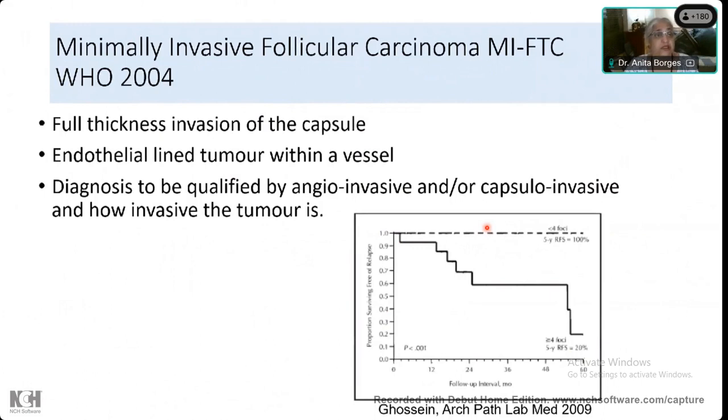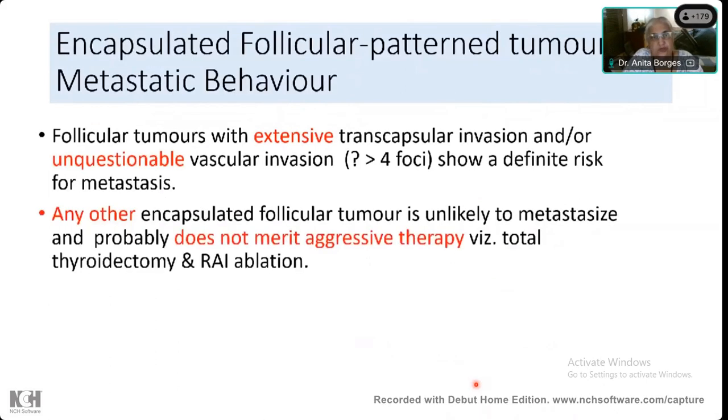So now, what should be our criteria? Well, as far as possible, we should try and look for full thickness invasion of the capsule, endothelial lined tumor within a vessel, and your diagnosis should be qualified by angioinvasive or capsular invasive. And for a long time, people thought, after this paper, that if there are more than 4 foci of angioinvasion, that is a really bad disease, but I think it doesn't matter whether it's 4 or it is 1, as long as it is angioinvasive, that is definite invasion, and I think that those patients are at high risk for the development of a metastasis, okay?